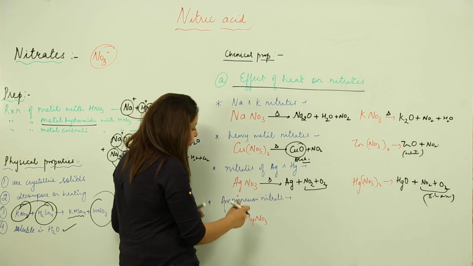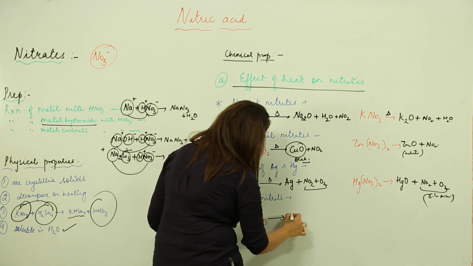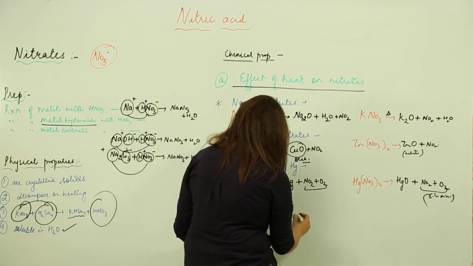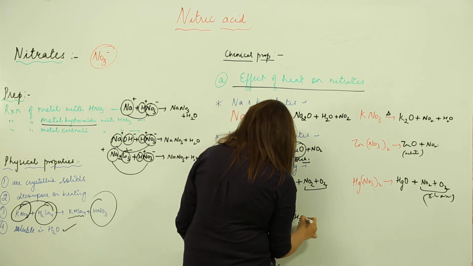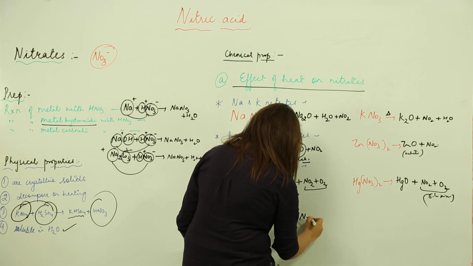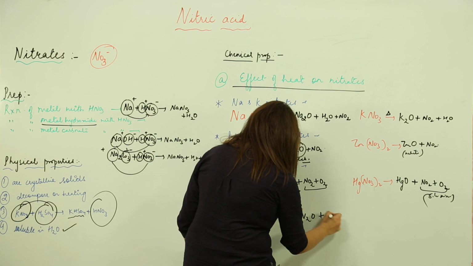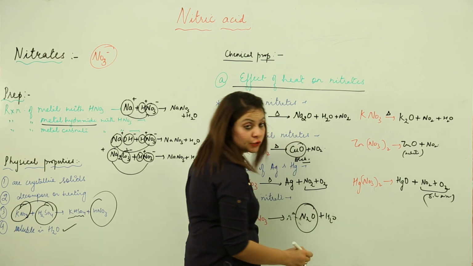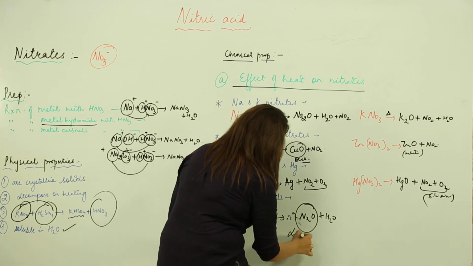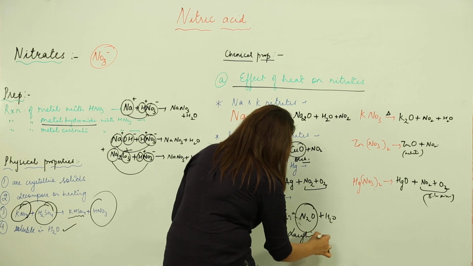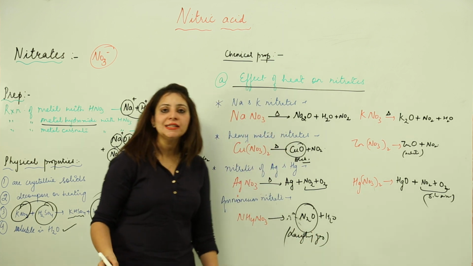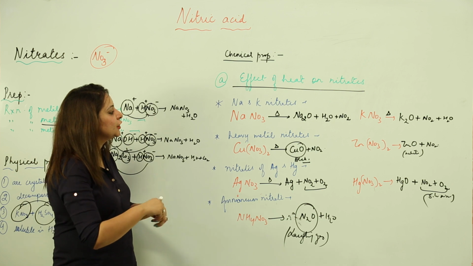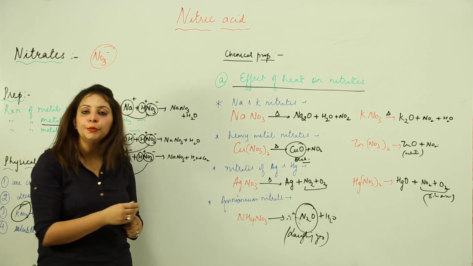Likewise, if we decompose ammonium nitrate, what do we get? We get N2O plus water, and you know what this N2O is? This is nitrous oxide, which is commonly called laughing gas. It is actually called laughing gas. So this is actually the effect of heat on the different metal nitrates.